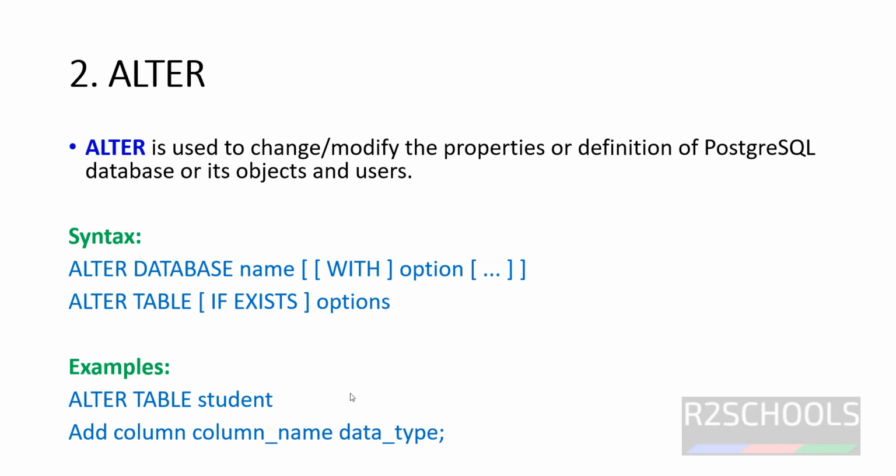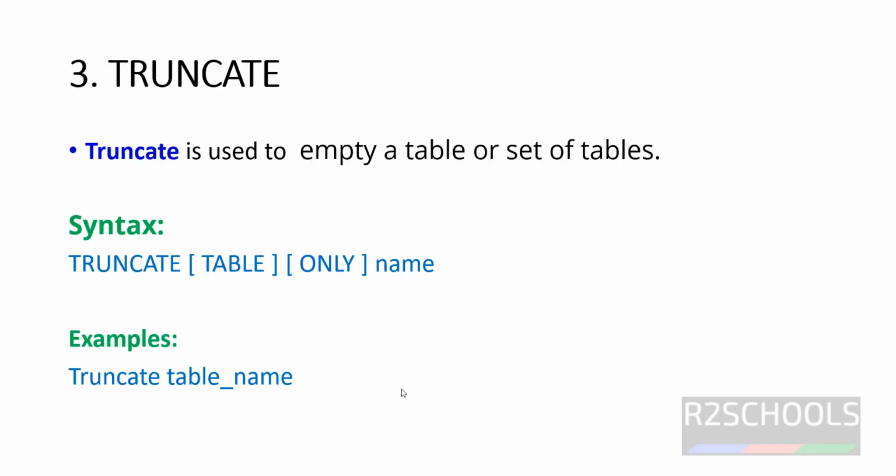Next, alter. Alter is used to modify the objects that we have created by using the create command. This is the syntax and these are the examples. Like alter database, if you want to change the database name or owner name, you have to use this alter command. Or if you want to add or modify the column definition of a table, we have to use alter table. Suppose you want to add an extra column to a table, you have to use add column, then the column name and data type.